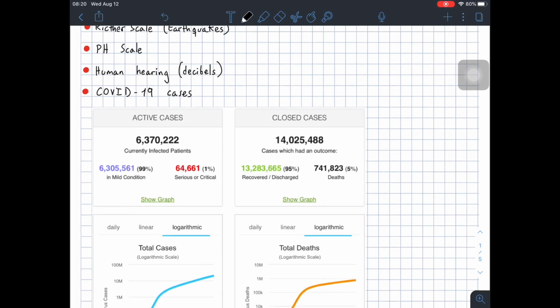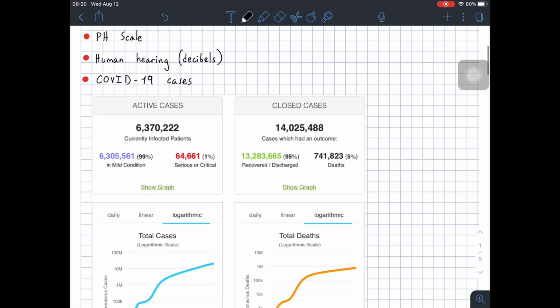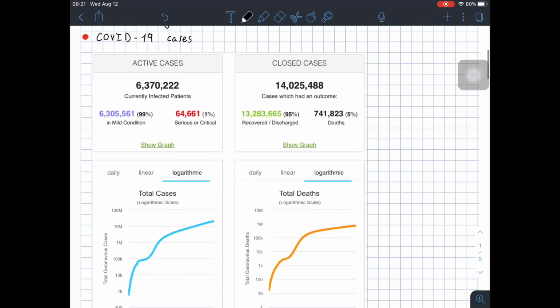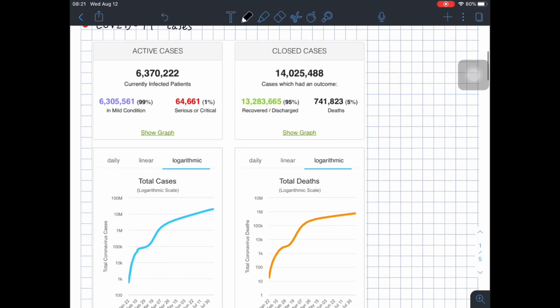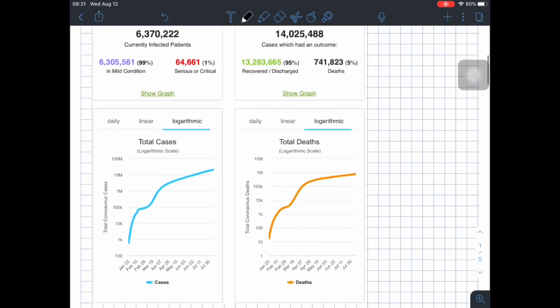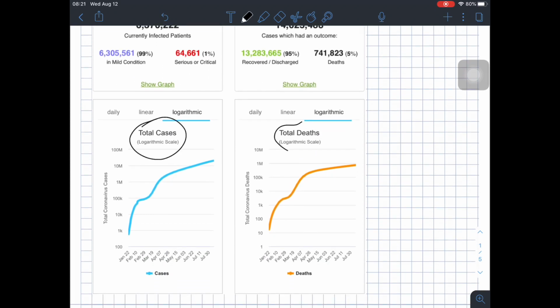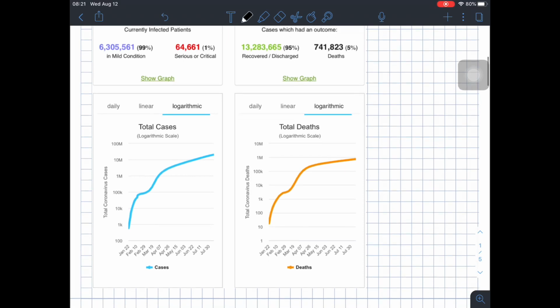And COVID-19 cases also. I inserted this image here, which is from worldometers.com, which shows the day-by-day statistics of the COVID-19 cases. And if you see here, you can see graphs of total cases and total deaths, and you can select if you want to see this using a linear scale or a logarithmic scale. For both cases, I put a logarithmic scale, and you see what happens here.